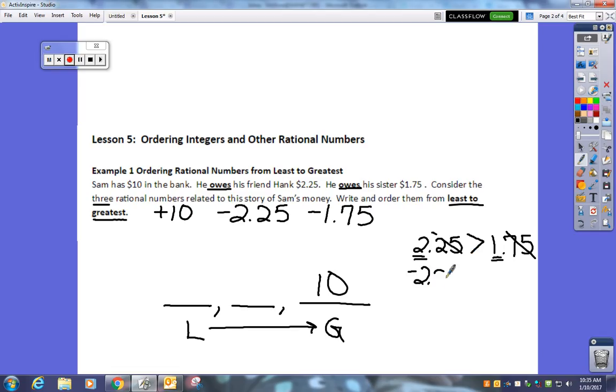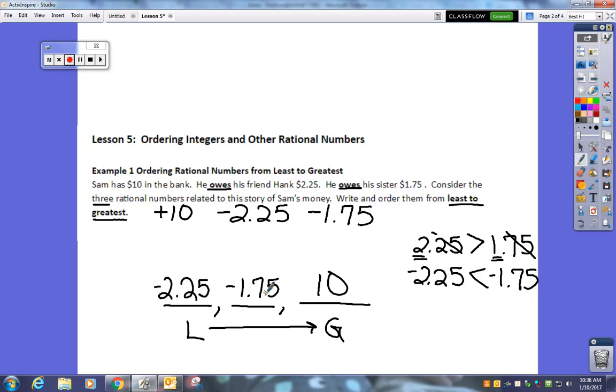But since we're looking at those numbers' opposites, remember a positive and negative of the same are opposites of one another. So since we're looking at the opposites, the symbol is also going to be its opposite. So instead of greater than, it's going to be less than. So negative 2.25 is less than negative 1.75. So when I go to put them in order, negative 2.25 would be first, and then negative 1.75.